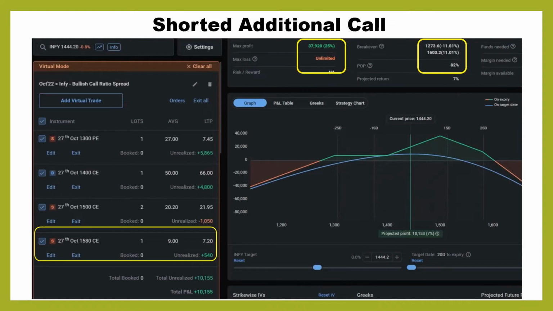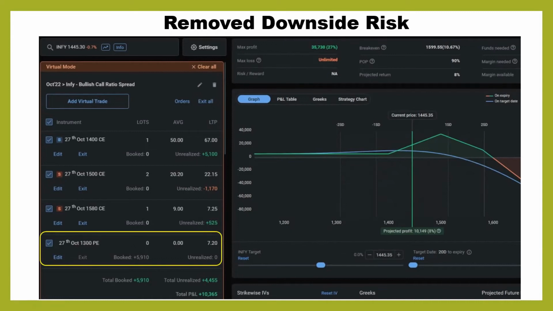Then I took an additional 1580 call. When Infosys was moving higher, to 1445, what happened? I exited the 1300 put with a profit of 5,900, close to 6,000. After I closed this 1300 put, if you observe this payoff chart, the downside risk was gone. Now the break-even point is only 1600. I got a POP of 90%.